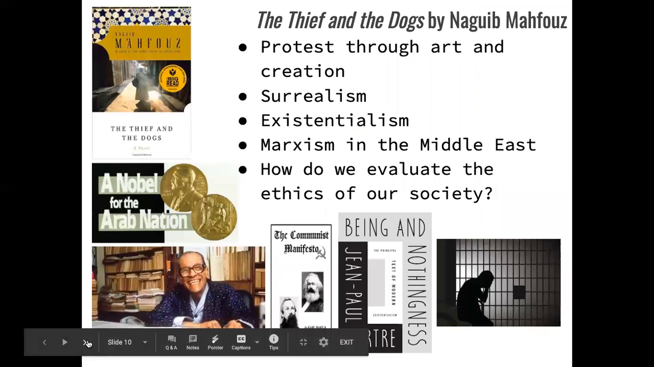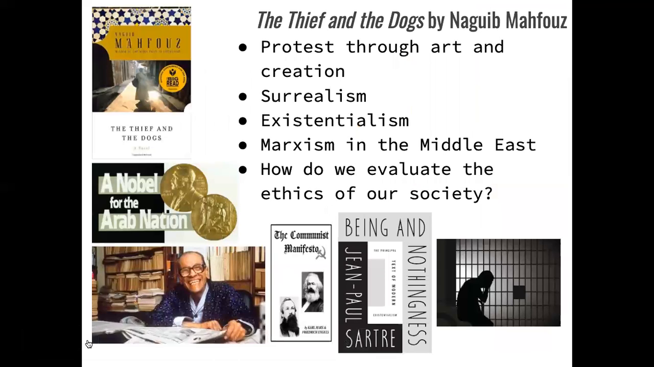Next, we're going to be reading the book called The Thief and the Dogs by Naguib Mahfouz. So Mahfouz was an Egyptian writer, and he was actually awarded the Nobel Prize. And he writes a lot about what it's like to be a very religious person living in these existential moments within Egypt. So he does that with this book by creating a character who is newly freed from prison. And even though he is physically free, he's very much imprisoned to his own thoughts.